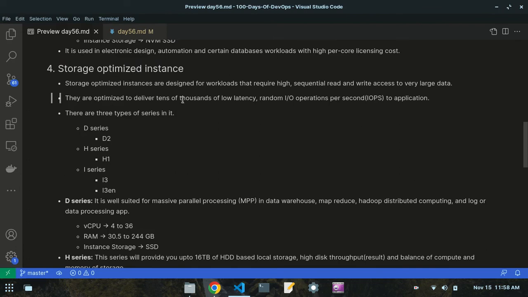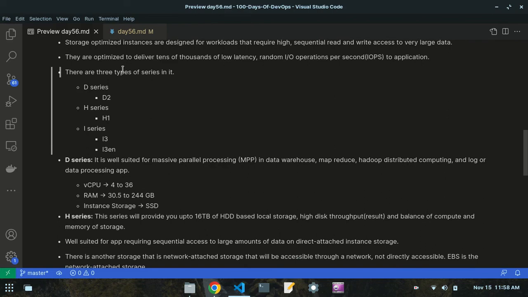So they are optimized to deliver tens of thousands of low latency random I/O operations per second to applications. Alright, so there are three types of series in it. The first one is the D series, the second one is the H series, and the third one is the I series. The D series has one part called D2, the H series has one part called H1, and the I series has two parts, I3 and I3EN.